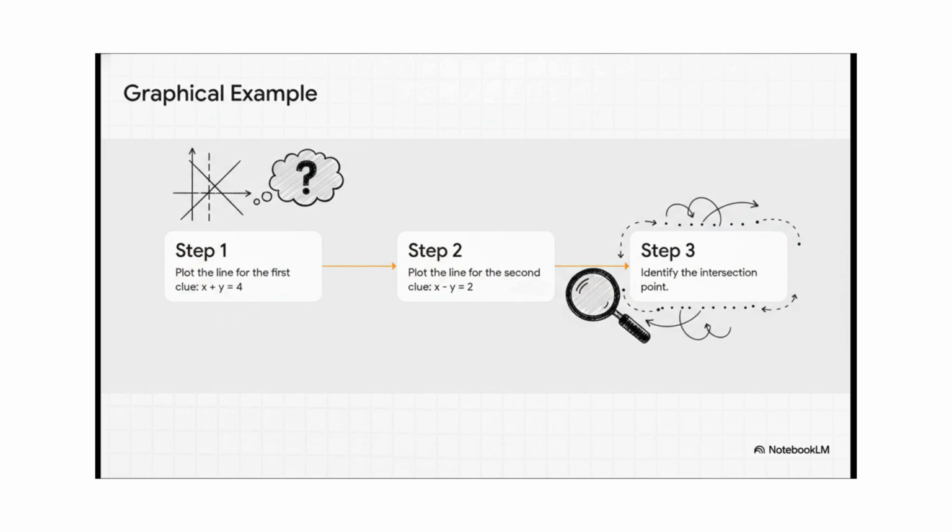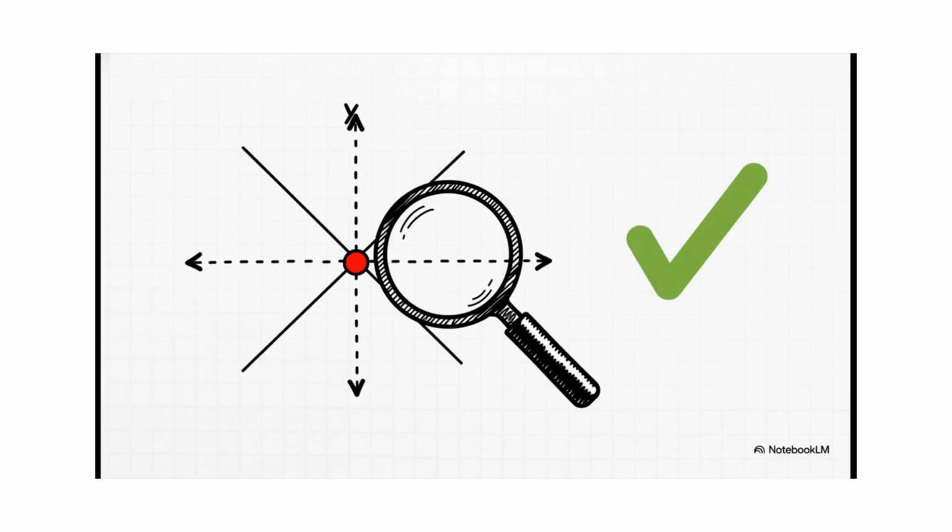Okay, let's try it with a fresh example. Our first clue is x plus y equals 4. We can draw that line. Our second clue is x minus y equals 2. Let's draw that one too. Now all we have to do is look. Where do they meet? And boom, right there. The lines cross at the point (3, 1). That means our first secret number, x, has to be 3, and our second number, y, has to be 1. It's so cool, because you can literally see the answer to the whole puzzle right there on the graph.